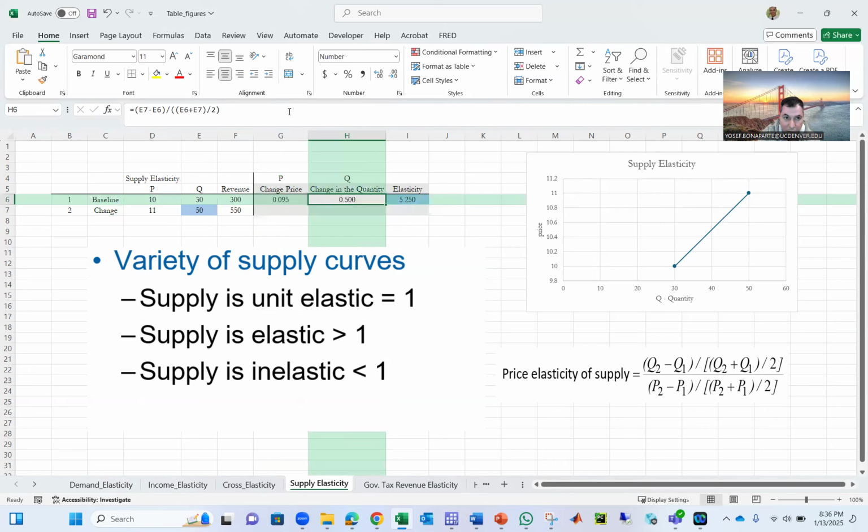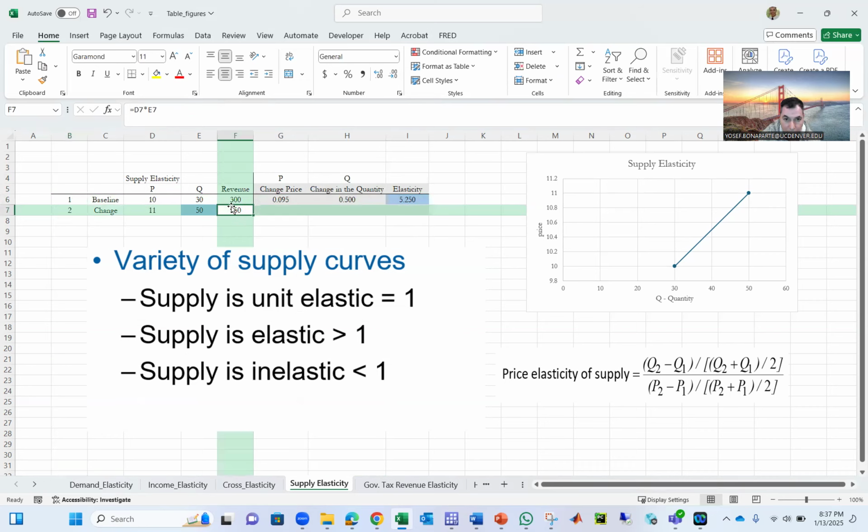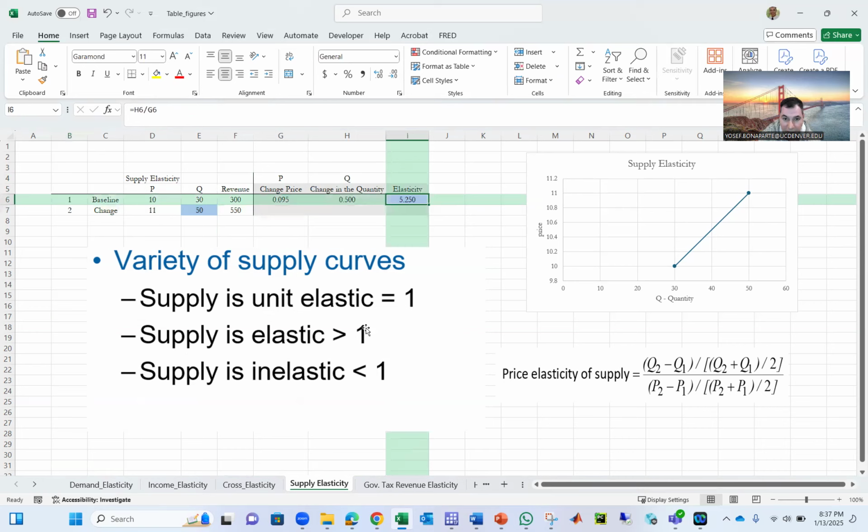This is a change in the quantity, which is based on this formula. Q2 is number 2 minus number 1. This is Q1, Q2 here. So that means that's a Q2, Q1, and that's elasticity. If it's above 1, supply is elastic, equal to 1 unit elastic, and below 1 is inelastic.